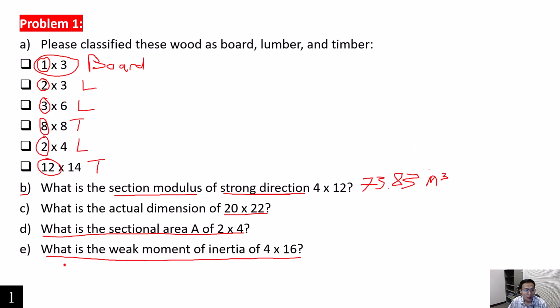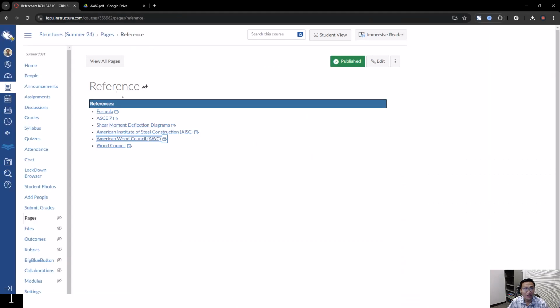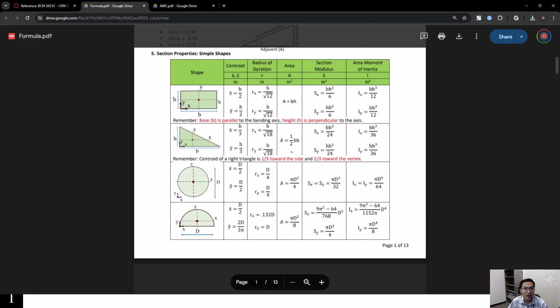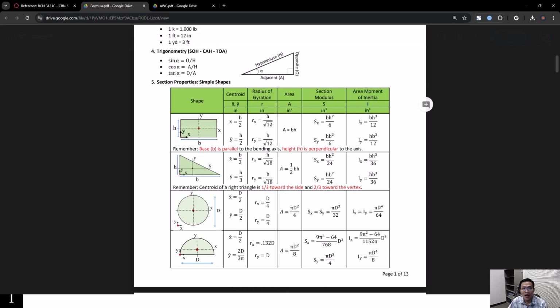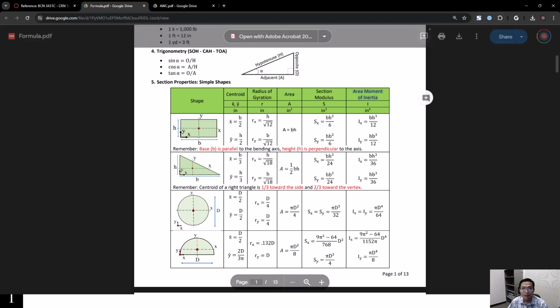Next one, the last one. What is the weak moment of inertia for the 4x16? This one is weak, which means the smaller value. And what we need to find here is the moment of inertia, area moment of inertia, and the abbreviation for this will be I. If you don't remember the abbreviation, you can check the formula over here. This one summarizes what you learned in mechanics. So you have the area moment of inertia is I. Sometimes I call that one for short the moment of inertia.